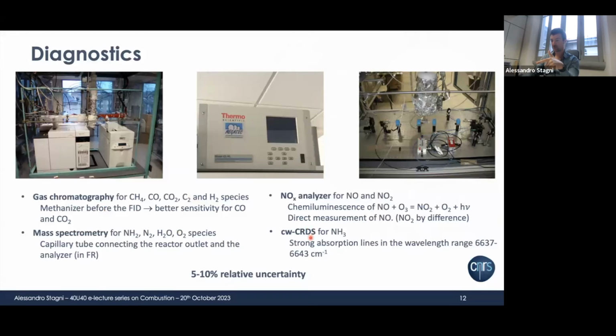The third device was this continuous wave cavity ring down spectroscopy for ammonia. And the last one was NOx analyzer, where nitrogen oxides were measured by chemiluminescence, while NO2 was calculated by difference. All of these could guarantee a relatively high accuracy, as the maximum relative uncertainty of the measurements was around 5% according to the instrument.